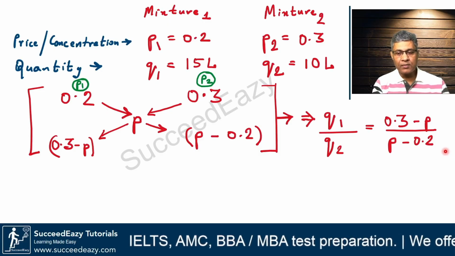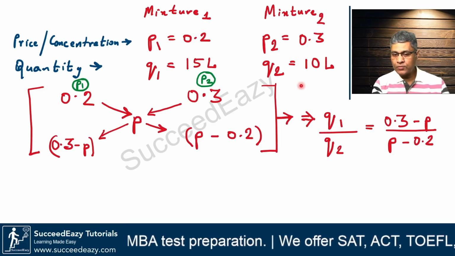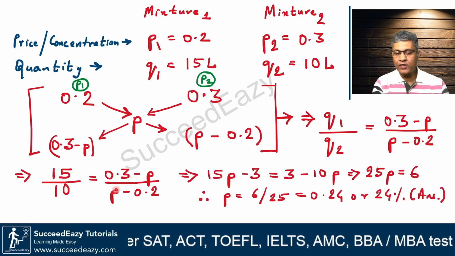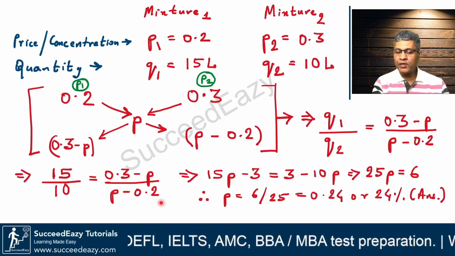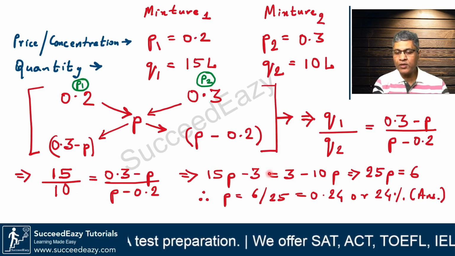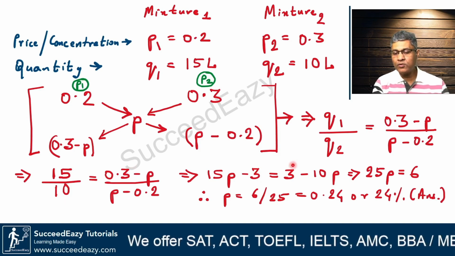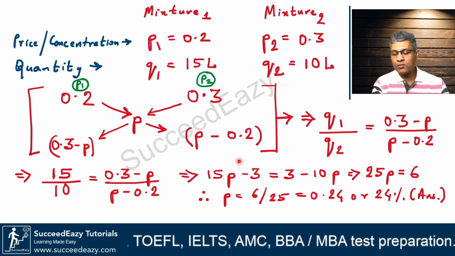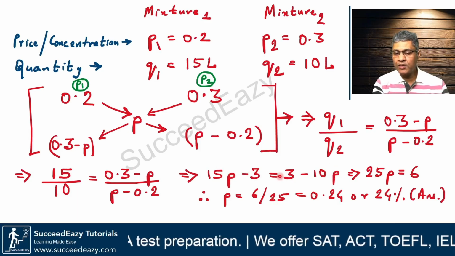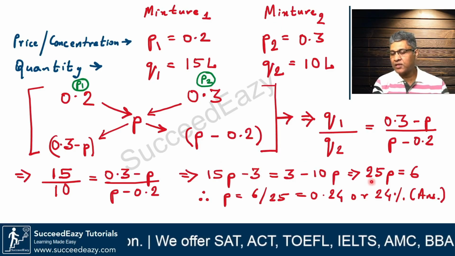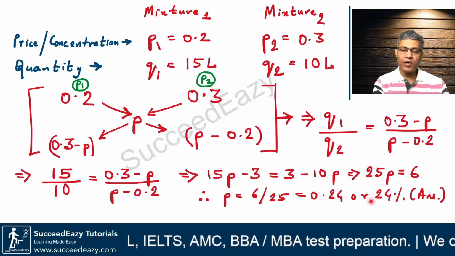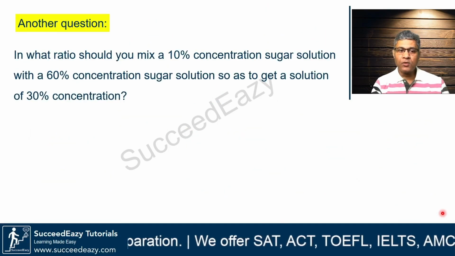What we need to find is P. But we already know Q1 and Q2. So let's substitute the values. Q1 is 15, Q2 is 10. So 15 upon 10 equals 0.3 minus P divided by P minus 0.2. Cross multiply. What you get is 15P minus 15 into 0.2, which is 3, equals 10 into 0.3, which is 3, minus 10P. Take P on one side, so minus 10P goes on the left side and it becomes 25P. Minus 3 goes on the right side, it becomes 3 plus 3, that is 6. So P will be equal to 6 divided by 25, that is 0.24. Multiply that by 100 to get 24%. That's your answer. Let's look at another question.